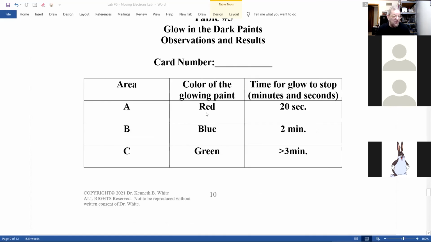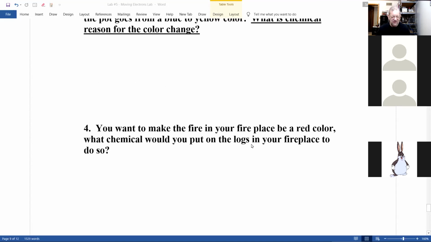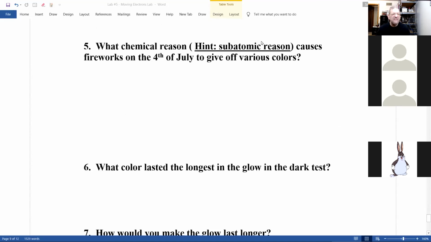Now, one of them can last up to hours. If it's greater than 3 minutes, that's the cutoff. And here's the data. For area A, which is red, it only lasts 20 seconds. For area B, it's blue, it lasts 2 minutes, but the green one lasts over 3 minutes, a long time longer, and it's cool. They all are. And here are the questions for you to answer. And that's today's lab. It's moving electrons from shell to shell. And you get to do it on Beyond Lab Z.